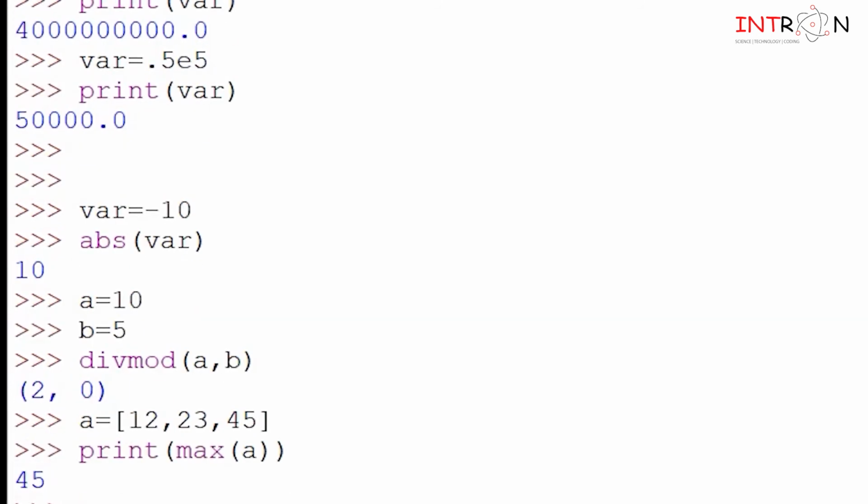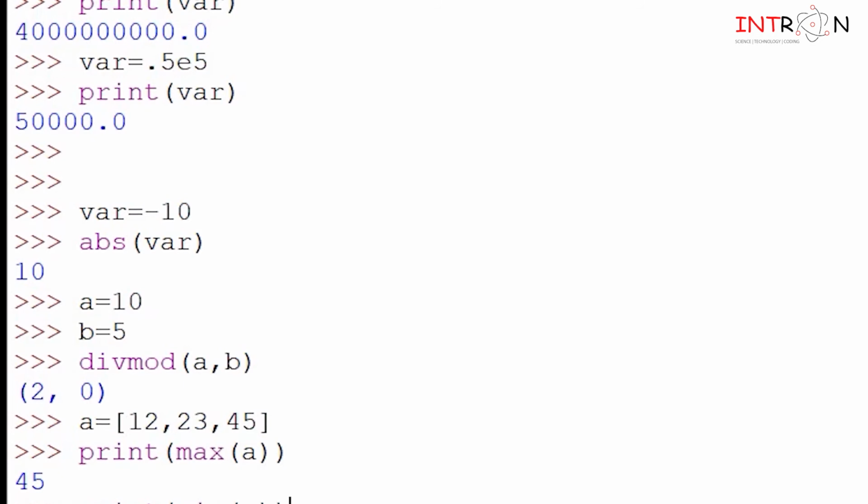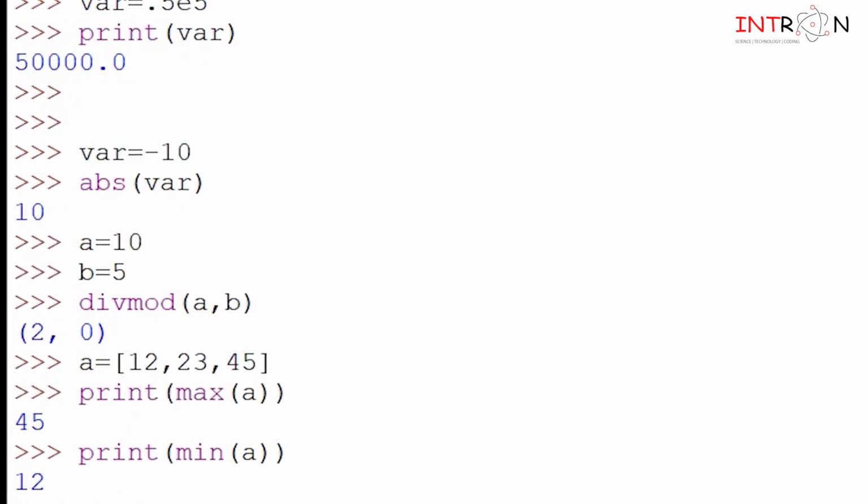You can also print the minimum number by using the min function. Minimum of a we want to print now. Here we go with our output, that is 1. That is the minimum number.